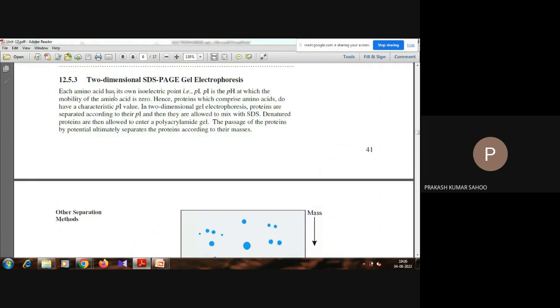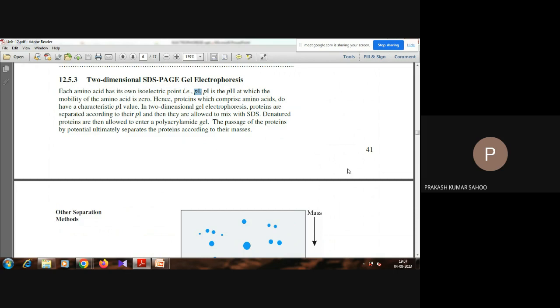An amino acid has its own isoelectric point, that is pI. pI is the pH at which the mobility of the amino acid is zero. It is the pH at which the mobility, migration or conducting power of the ion is zero. Hence, proteins which comprise amino acids have a characteristic pI value, the isoelectric point value. In 2D gel electrophoresis, proteins are separated according to their pI value, which allows mixing with SDS.